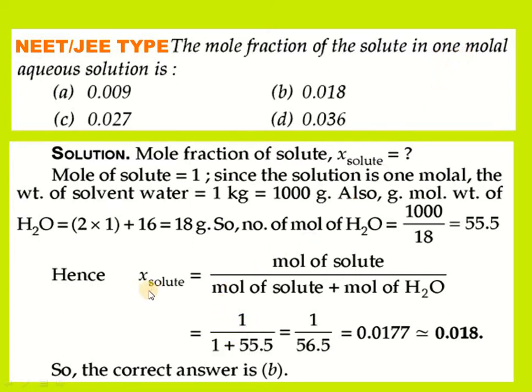So substitute in the mole fraction of solute formula, X solute is equal to number of moles of solute by solute number of moles plus solvent number of moles. Solute number of moles is 1 by solvent plus solute moles is 56.5. So we got 0.0177. So approximately you can consider 0.018, which is the same as our second option. So B option is the right option for this question.